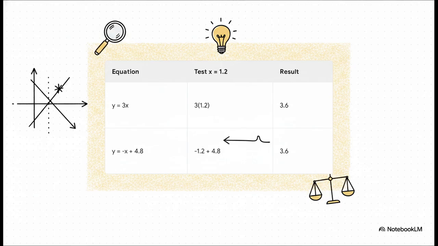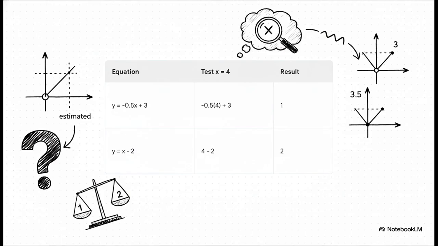When we substitute x equals 1.2 into the first equation, 3 times 1.2 equals exactly 3.6. In the second equation, negative 1.2 plus 4.8 also equals exactly 3.6. Substituting 1.2 gives us exactly 3.6 in both columns. We cracked the case perfectly. But hey, what happens when things just don't line up?